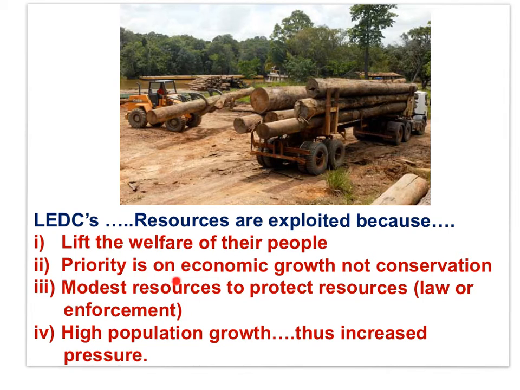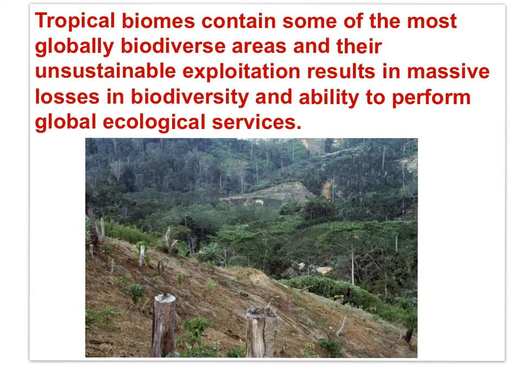Modest monetary resources are available to protect natural resources. Law or enforcement of law is not strong, and there's high population growth, thus increased pressure on the resources. Tropical biomes contain some of the most globally biodiverse areas, and their unsustainable exploitation results in massive losses in biodiversity and losses in the ability to perform global ecological services such as the transpiration of water, the filtration of water into the soil, or the exchange of gases with the atmosphere.